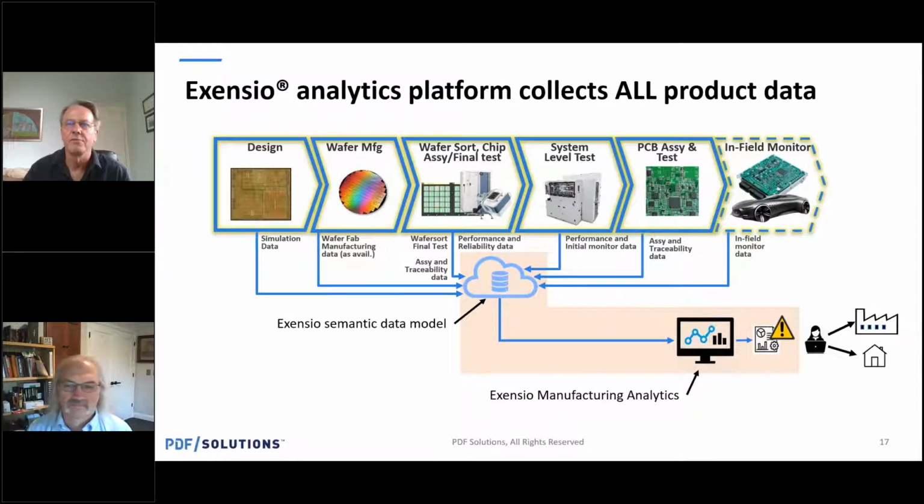So you need to collect data from all across the product life cycle, collect it in a big data system and feed it into the manufacturing analytics. This is what the Exensio Analytics platform is capable of doing, and this is our vision for the future. Next slide, please.